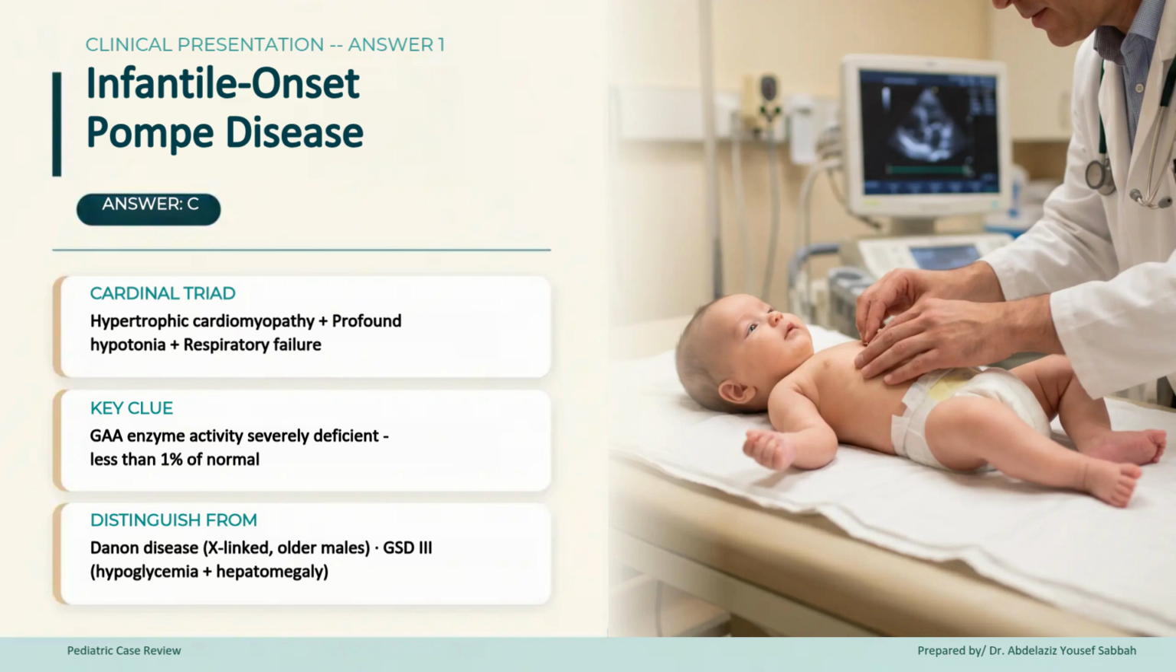The cardinal triad of classic infantile Pompe disease is hypertrophic cardiomyopathy, profound hypotonia, and respiratory failure. The key clue is severe cardiac hypertrophy in a young infant combined with weakness and an elevated creatine kinase. In infantile onset disease, the acid alpha-glucosidase enzyme activity is severely deficient, typically less than 1% of normal. Distinguish this from Danon disease, which is X-linked and presents in older males, and from glycogen storage disease type 3, which features hypoglycemia and hepatomegaly, rather than this degree of cardiac hypertrophy.